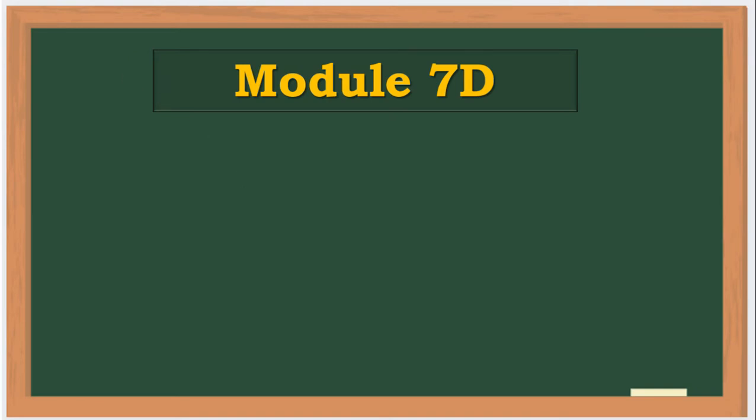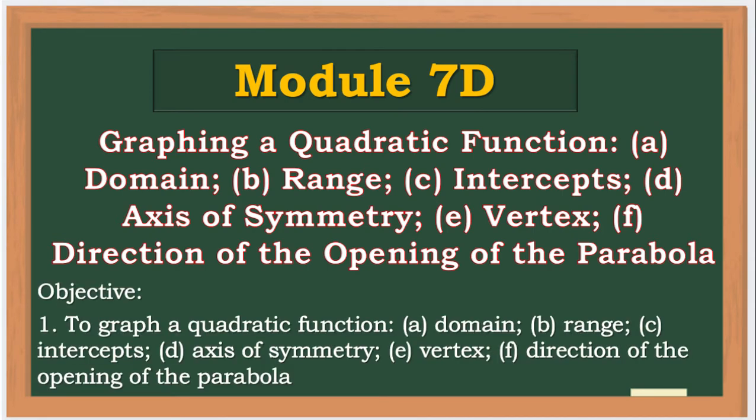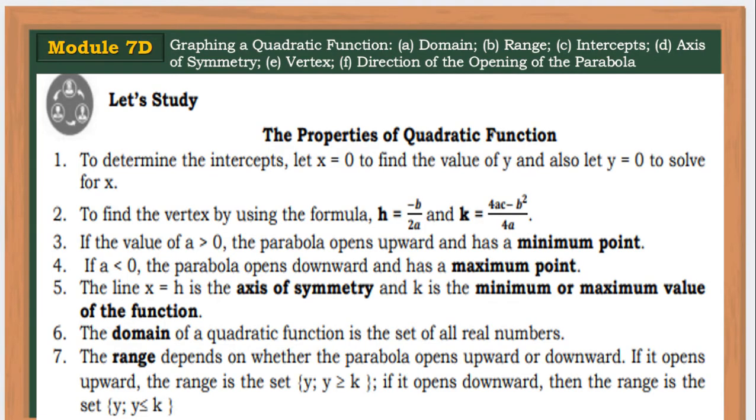Okay, so welcome back. Let's proceed to Module 7D, the topic of graphing a quadratic function. So, pag-graph natin ang given na quadratic function. We have here the properties of the quadratic function. Para makuha ang intercept, na-discuss na rin ito sa Module 7C. Let x is equal to 0 to find the value of y. Then, let y is equal to 0 to solve for the value of x.